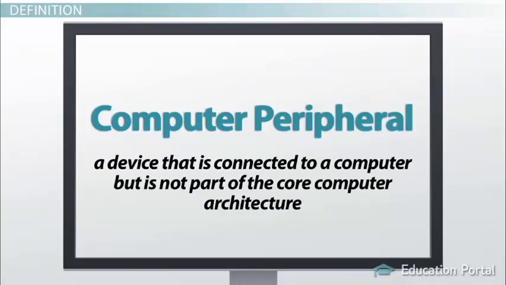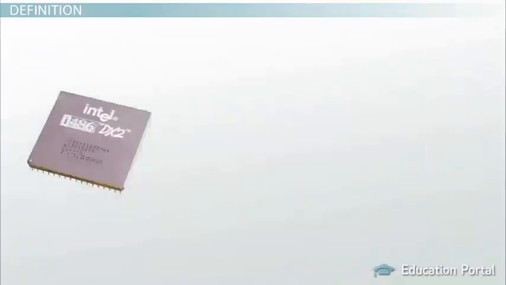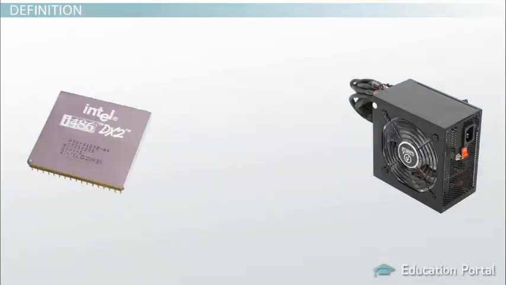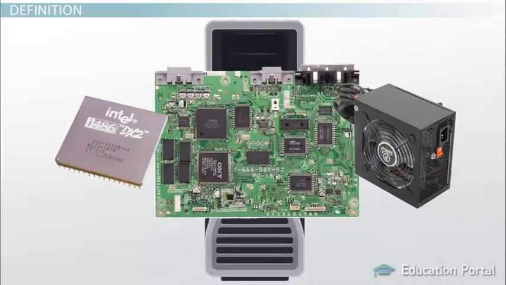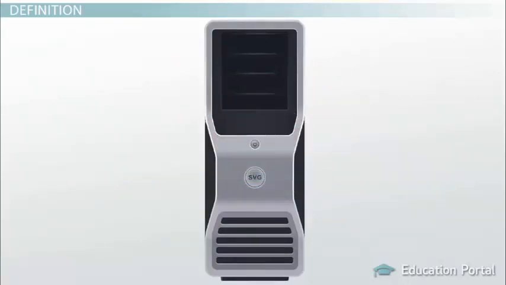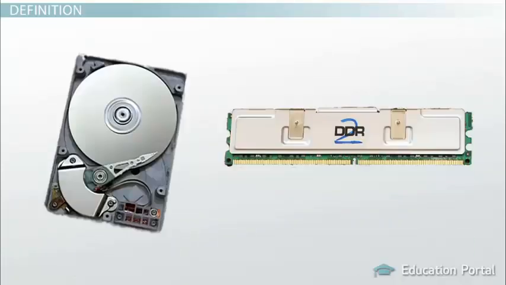Again, a computer peripheral is a device that is connected to a computer but it's not part of the core computer architecture. However, the core elements of a computer are the central processing unit, CPU, the power supply and the motherboard, and the case that contains those three components. Technically speaking, everything else is considered a peripheral device. However, this is somewhat a narrow view since various other elements are required for a computer to actually function, such as the hard disk drive and the RAM, or random access memory.